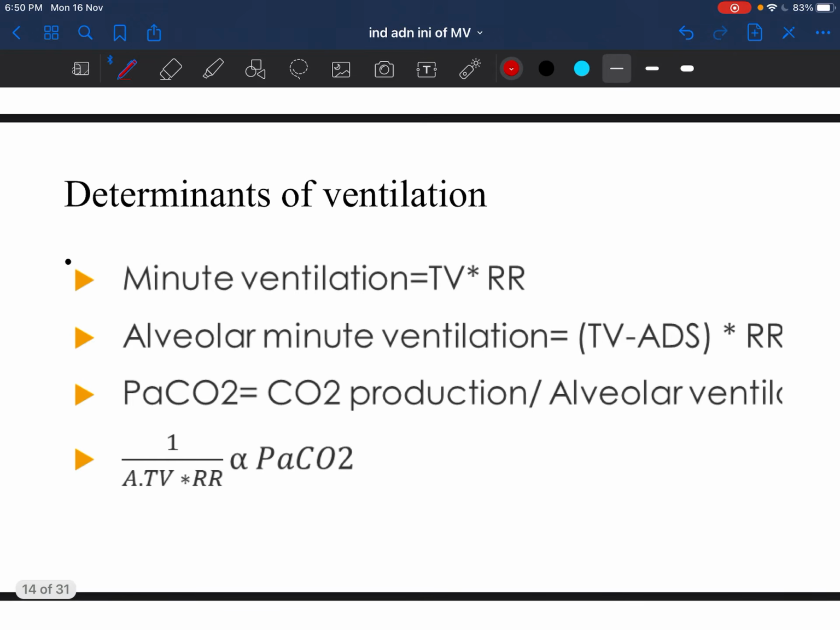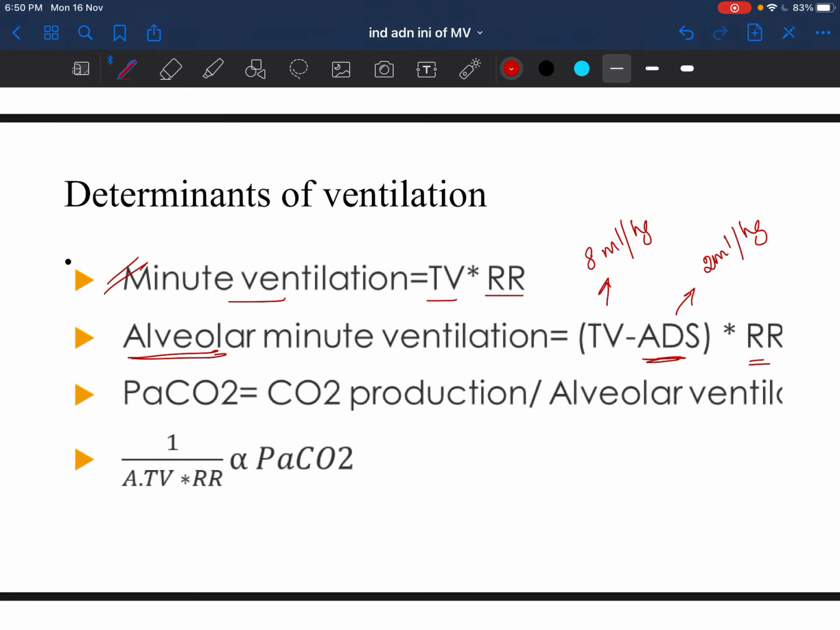So, your tidal volume and your respiratory rate put together will form your minute ventilation, right. Minute ventilation is calculated as tidal volume into respiratory rate, but you are not interested in total minute ventilation, you are more interested in alveolar minute ventilation. Alveolar minute ventilation is tidal volume minus anatomical dead space. Your tidal volume normal in children is around 8 ml per kilos. Anatomical dead space stands somewhere at 2 ml per kilos into your respiratory rate.